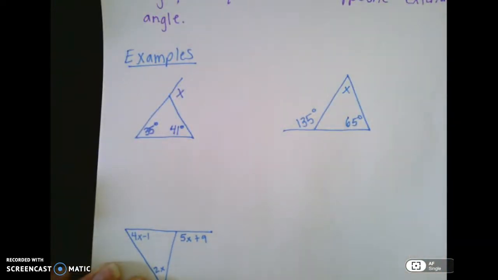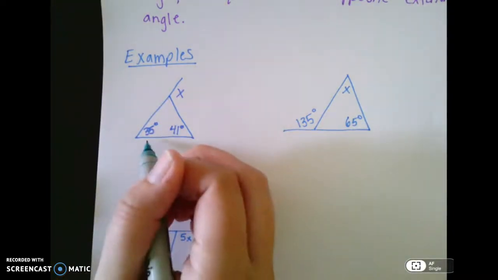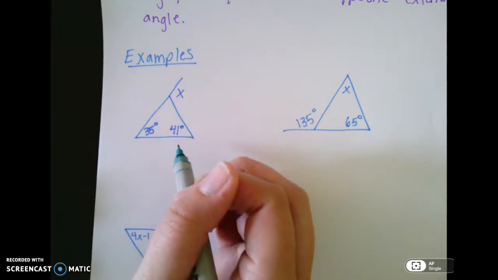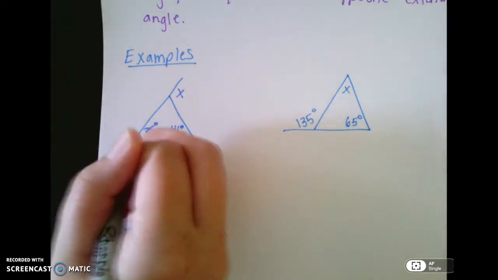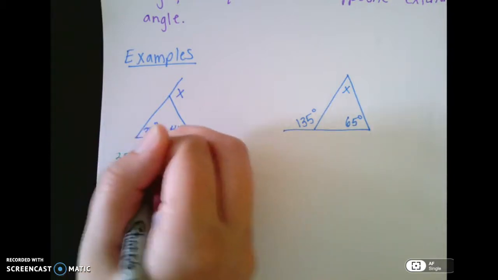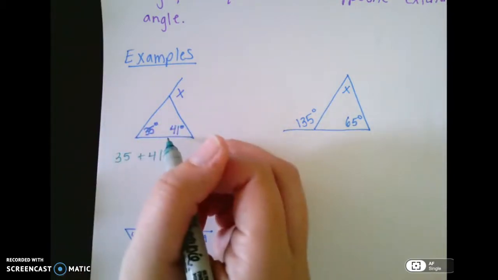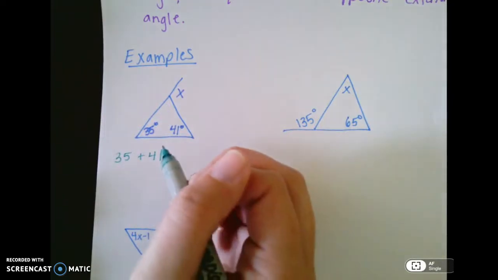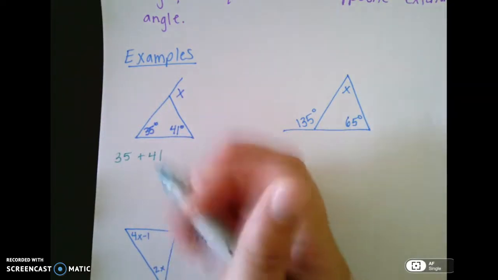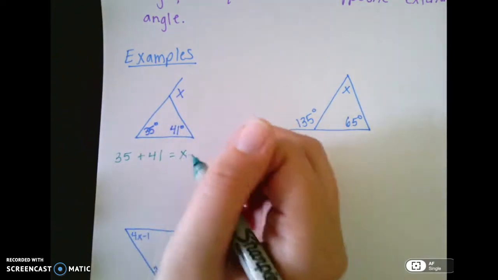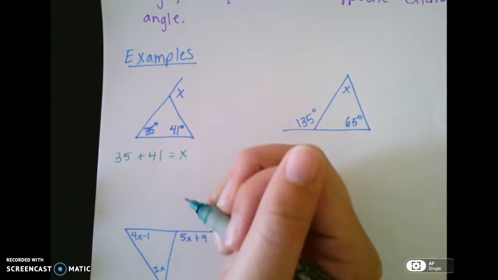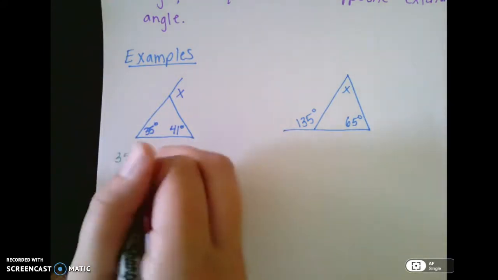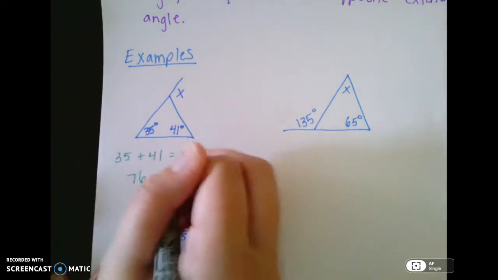Our first example, I have interior angles 35 and 41. And so I can just say that 35 plus 41, those are my interior ones. When I add them up, they will equal my exterior one, which is x. So, calculator, we know that 35 plus 41 is 76, so 76 equals x.